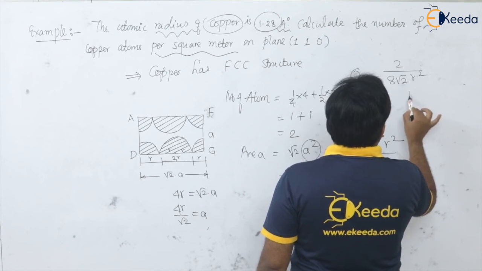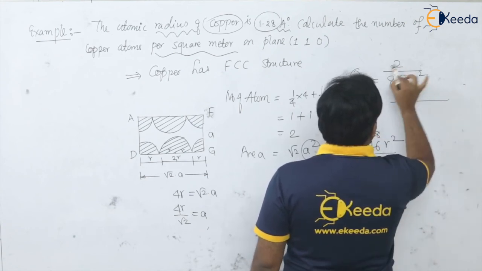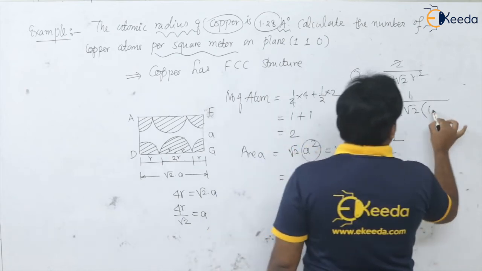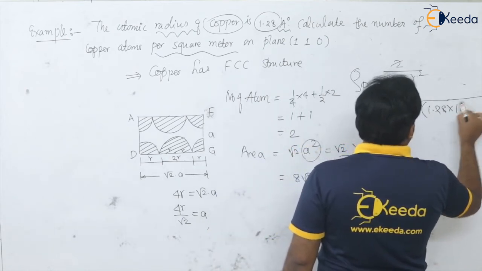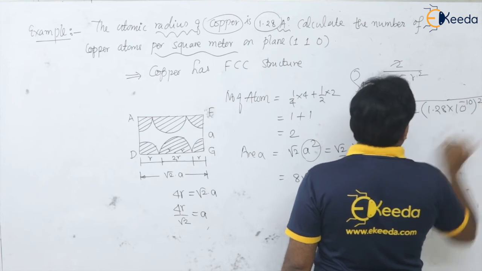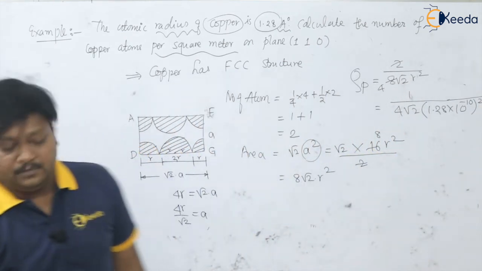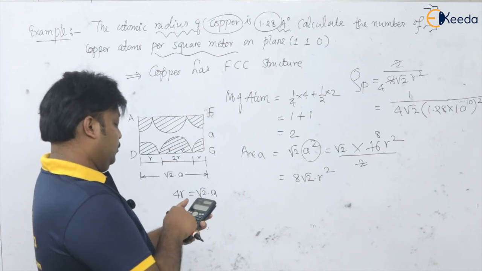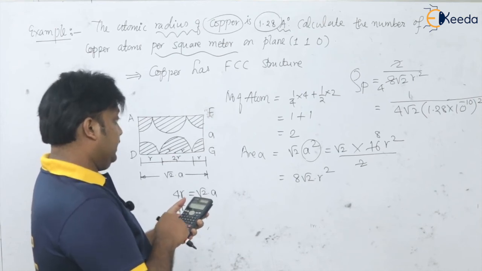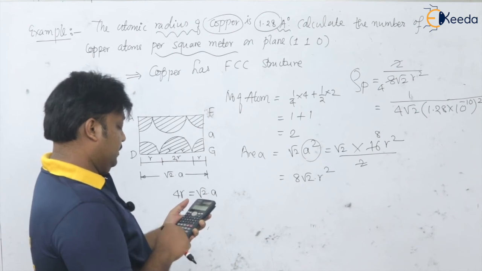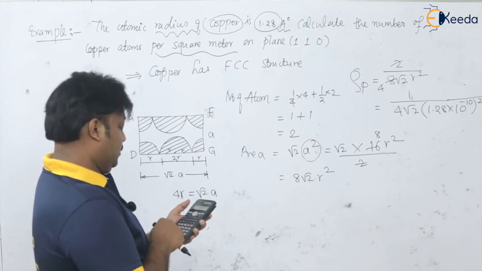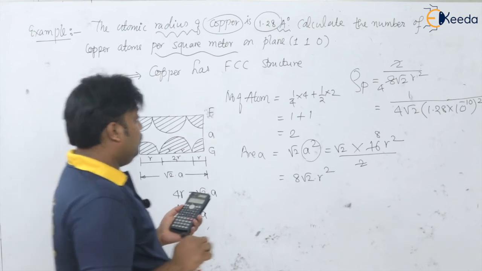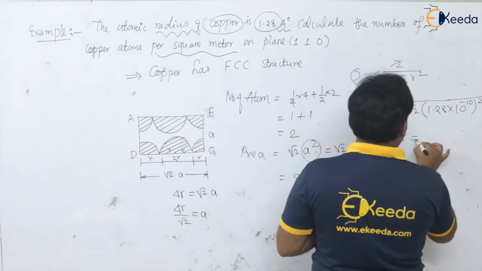So it will be 1 upon 4 root 2, and R is 1.28 into 10 to the power minus 10, squared. Calculate this: 1 upon 4 root 2 upon 1.28 e to the power minus 10, upon 1.28 e to the power minus 10. So it is around 1.078.